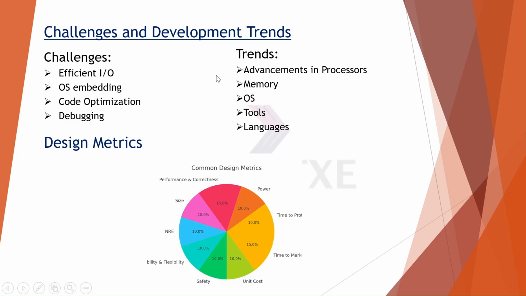languages. Now the design metrics. Some common design metrics we have are power, performance, size, NRE cost, flexibility, safety, unit cost, time to market, time to prototype, etc.